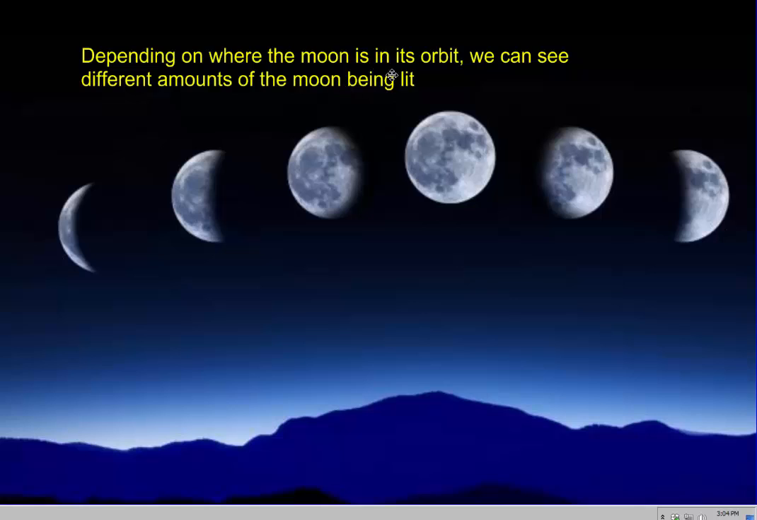Depending on where the moon is in its orbit, we can see different amounts of the moon being lit. We've all looked up in the night sky before and seen a full moon, or what we think of as a moon shape, these crescent shapes. These have to do with where the moon is in its orbit around the Earth.